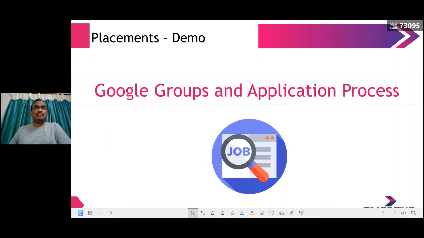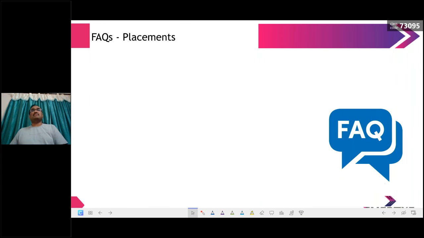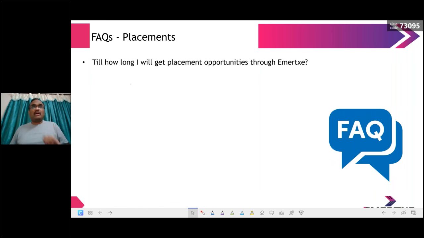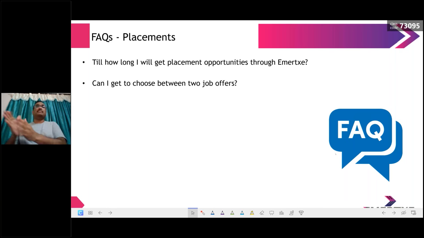Some of the facts we saw, let us see. Till how long will I get placement opportunity? We saw that it's 2 years. You can apply from the 3rd month. Can I choose between 2 job offers? No. You can apply for 2 companies, but we'll allow you to take only one job offer, and we'll talk about it a little later in detail. Because we don't want somebody getting 2 opportunities while somebody else goes without a job. We want all of you to go with 1 job. You can get maximum opportunities, but choose only 1 job.